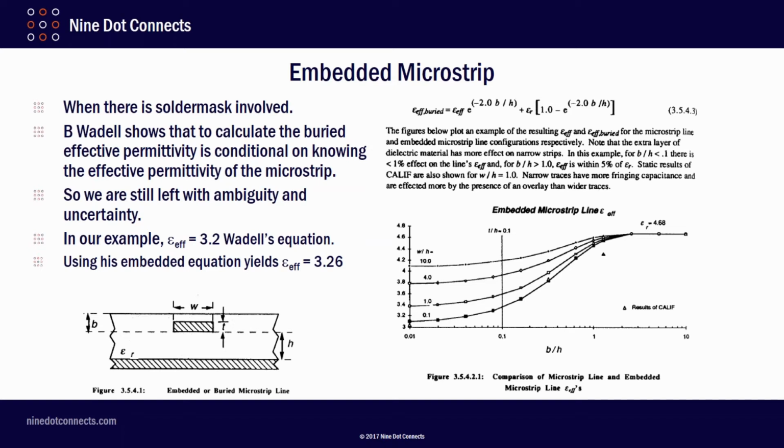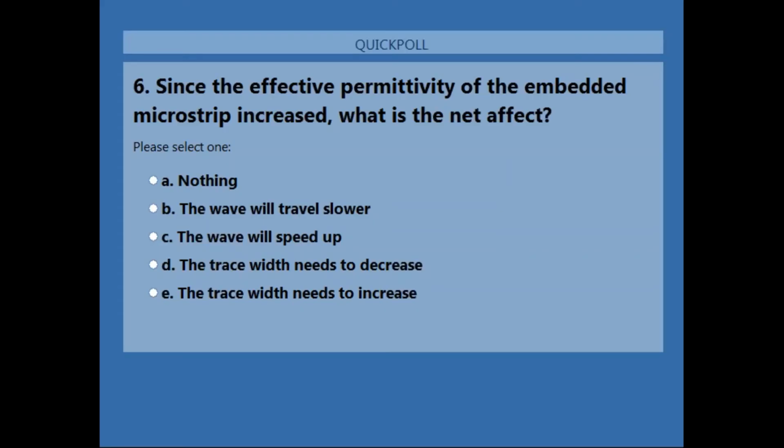Going back to what we talked about earlier, the more you force the field to propagate through a higher dielectric material, the slower it's going to go. And if you add higher dielectric material on top of the substrate, then you are increasing the average, so to speak, amount of material that the wave is having to propagate through. So this makes sense. So polling question number 6.